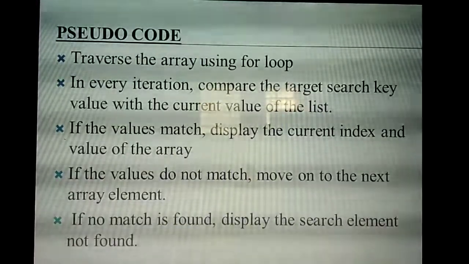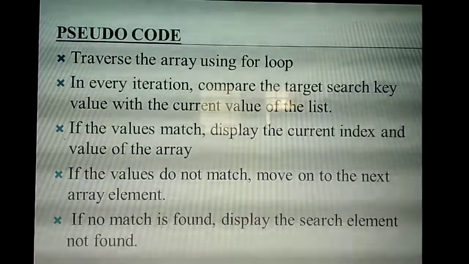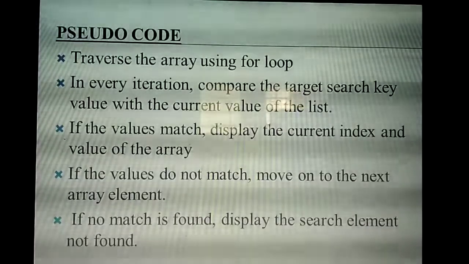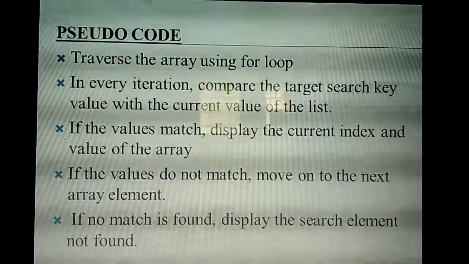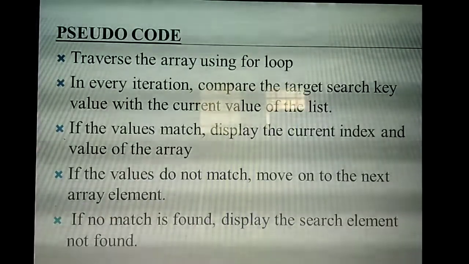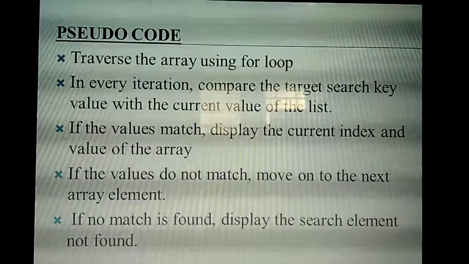Understand what the pseudocode means? So what are the steps? First you need to go through this array using which loop? For loop. Each iteration means each step, that's all. Compare the particular value, and if the value matches, it will display the current index.